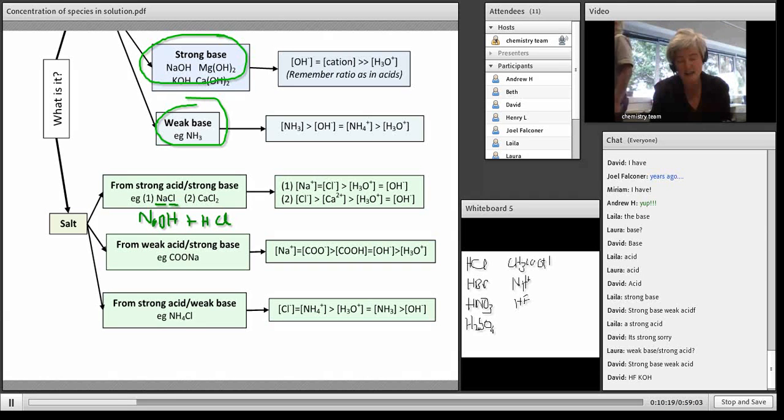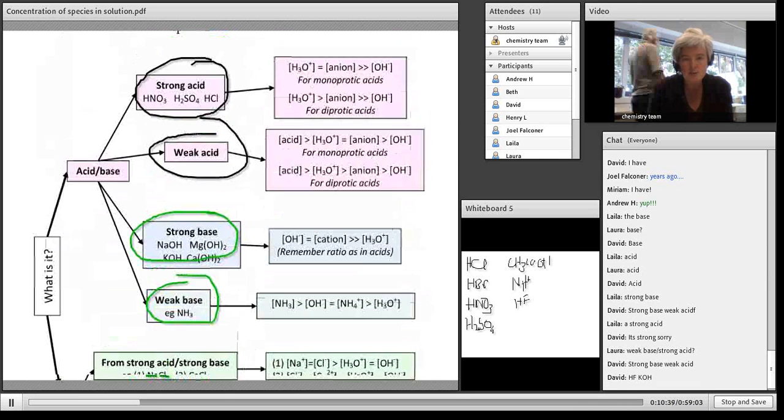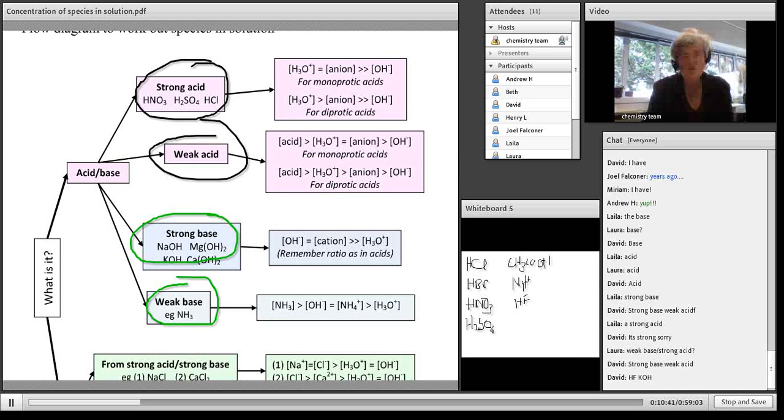Okay, so that's when you get given a substance or given a solution, you've got to say, what is it? Is it an acid, a base, or a salt? And then you've got to say, is it strong, is it weak, or in the case of a salt, does it come from a strong acid, strong base, weak acid, strong base, or strong base, weak acid? So let's go through. If it's a strong acid, it's quite simple really. It breaks down completely to the hydronium ions and the anion. So as far as from the acid goes, that's all you've got. You've got no molecules in there.